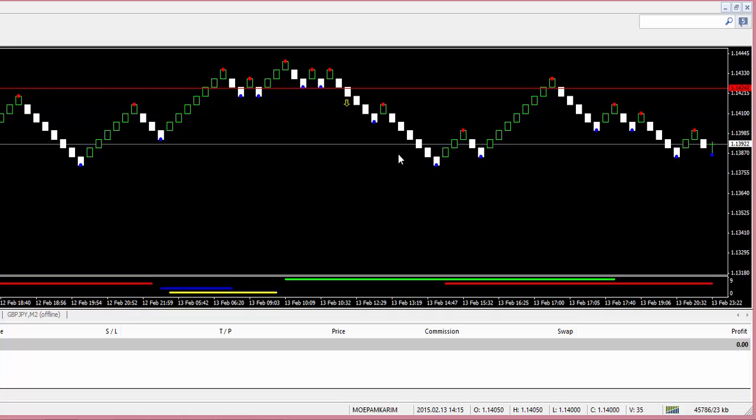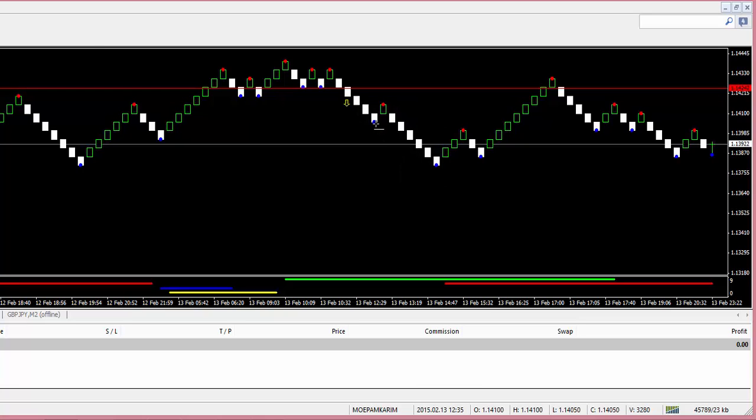40 pips is amazing. I mean, on a larger account, if you're trading 10 standard lots, that could be a $4,000 trade within an hour. And if you have a smaller account size, say you're trading 1 standard lot, that could be a $400 trade. Either way, it's very impressive. So that was our first down break, our first entry for the day.